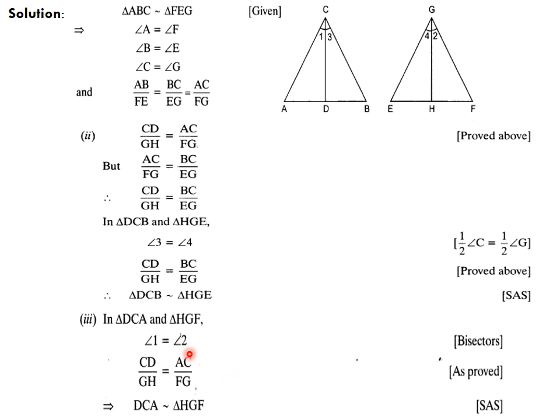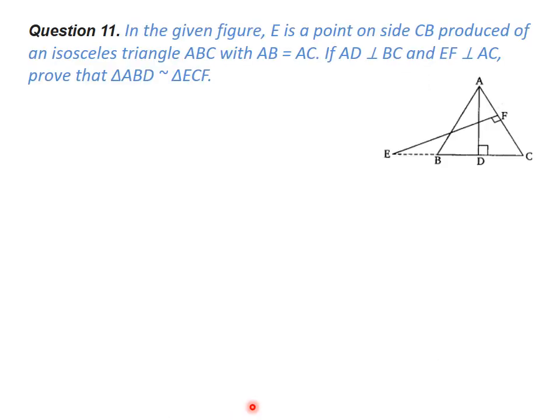So ultimately, since they are bisectors, angle 1 equals angle 2 and CB by GH equals AC by FG. Therefore, by SAS similarity criterion, triangle DCA is similar to triangle HGF.